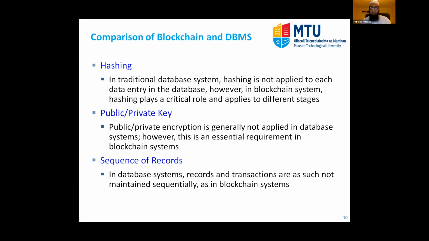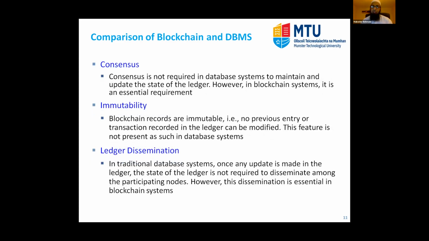Sequence of records is another important feature, and you have records which are maintained sequentially in a blockchain system, while this is not the case in database systems. Consensus is another feature that is an essential requirement in a blockchain system, while this is not required in a database system. One of the important features of blockchain is immutability.